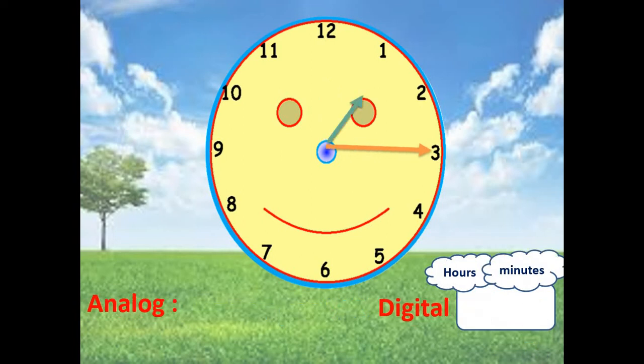Next one, here the short hand points at 1 and the long hand points at 3. So it's quarter past the hour, here 1, so quarter past 1. And in digital, the hours 1 and the minutes 15. So it's 1:15.